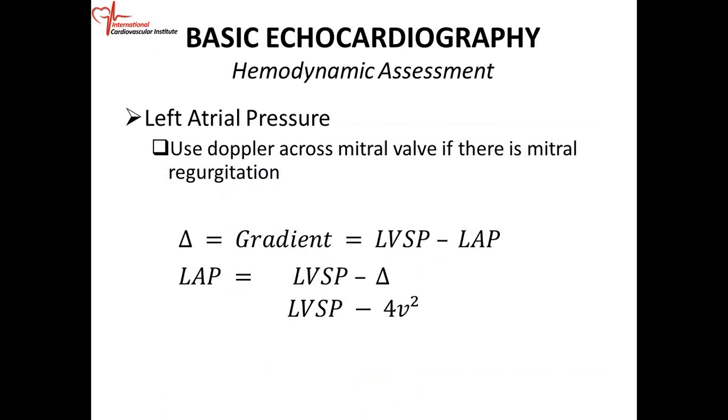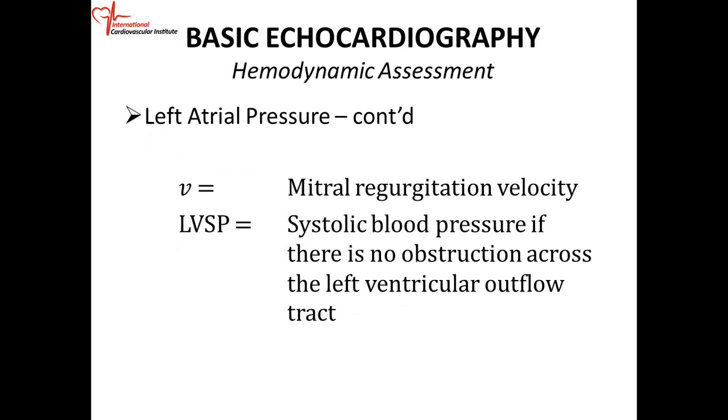You have to do blood pressure. You have to do the heart rate. Okay? Because we're saying that the systolic blood pressure at the time when you're doing your echo is the same thing as the LV systolic pressure unless there is obstruction at the left ventricular outflow tract. So you can calculate your left atrial pressure and you can see if the left atrial pressure is normal, if it's very low or it's elevated.